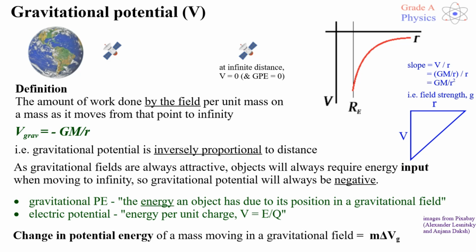So we come to the thorny issue of gravitational potential, given the symbol V. Now this is an area of gravitational fields that a lot of students really struggle with, and to be perfectly honest, this is one of the areas which I find difficult to teach because it's quite a slippery idea in terms of the definition, in terms of the calculation, in terms of what it means. So it's definitely something which requires a bit of thought.